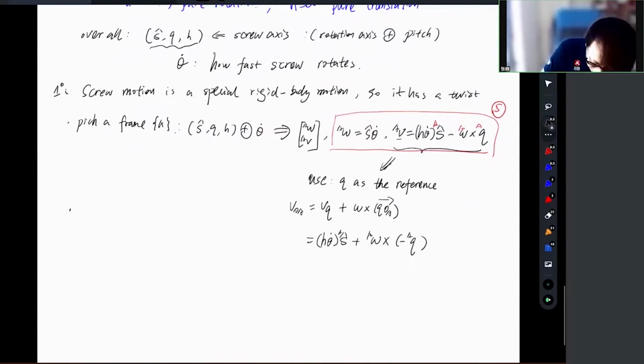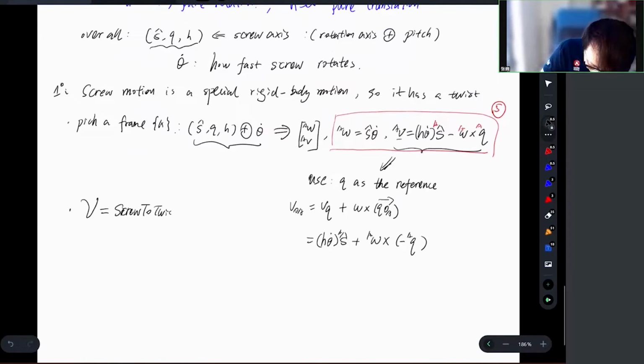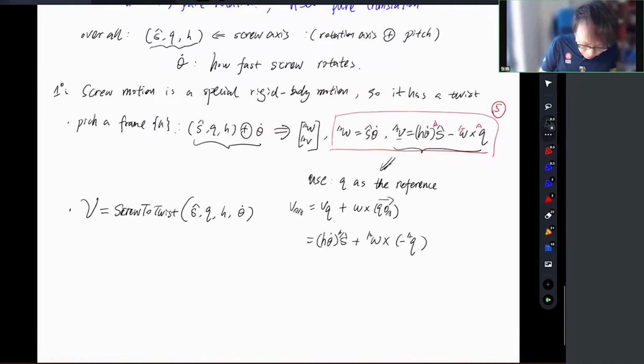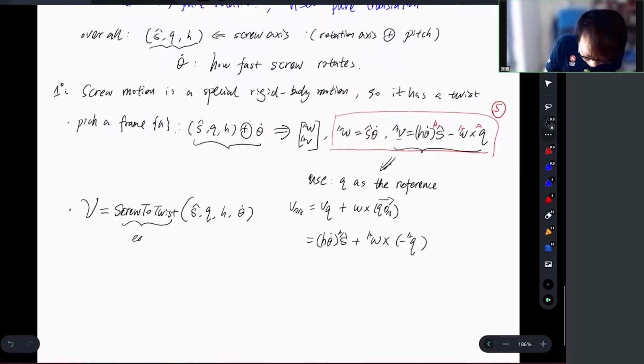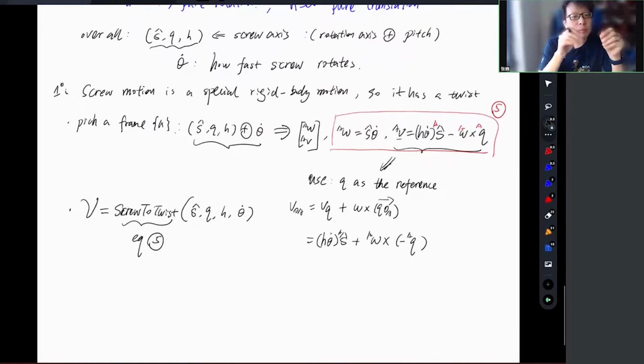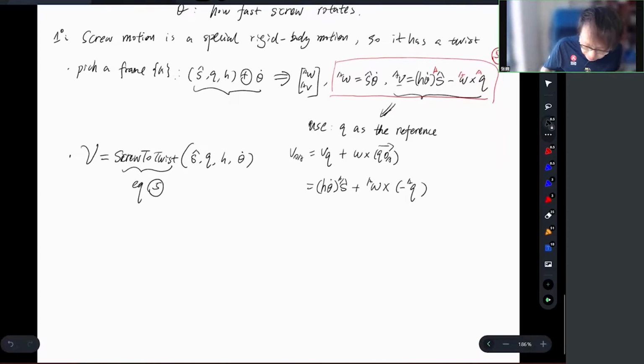Given this, I can compute the twist, screw to twist. This is a function. If you tell me S hat, Q, H, and theta dot, I can compute the corresponding twist through the formula. This is equation 5. Equation 5 tells you that if you give me the parameters in terms of this more intuitive parameterization S hat, Q, H, and theta dot, I can compute the corresponding twist for you.